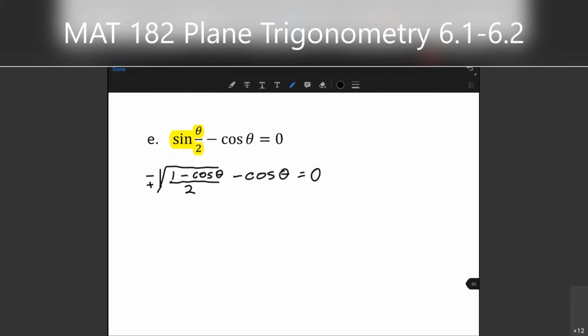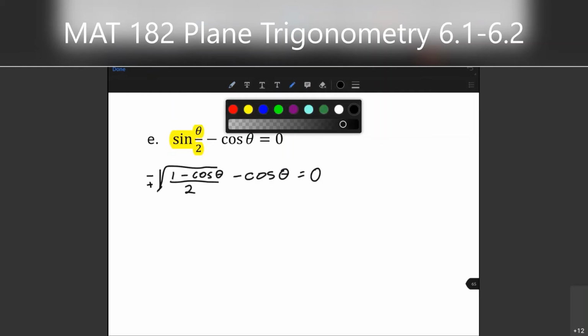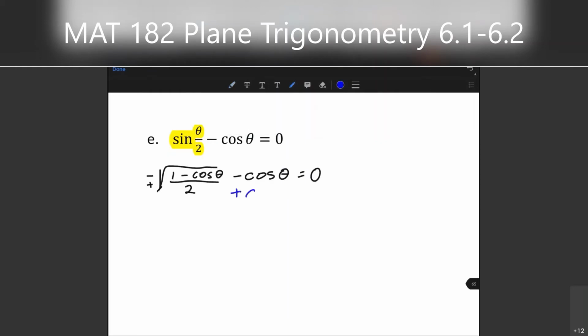This does look a little complex, but there are a couple of steps that we can use to simplify this pretty quickly. If I considered separating these, these are all in cosine now, which is nice. But I do want to separate this and somehow get rid of that square root. So one thing I could do here is add cosine of theta to both sides.